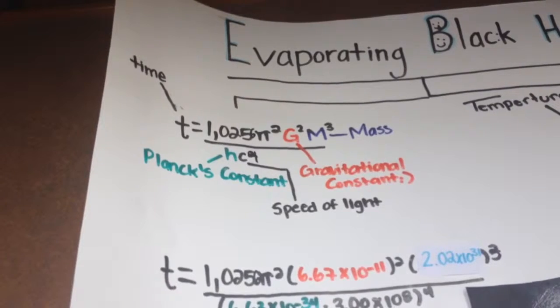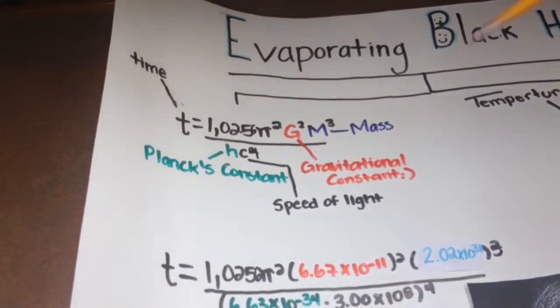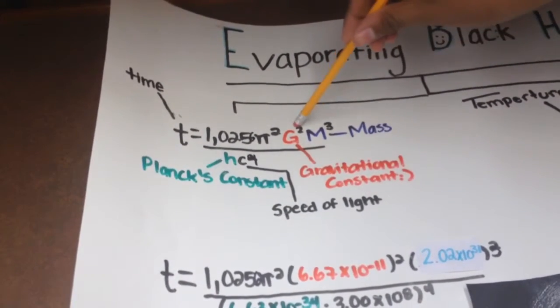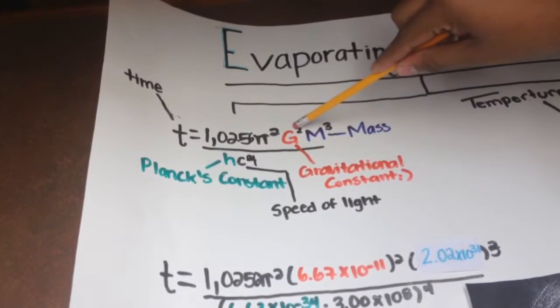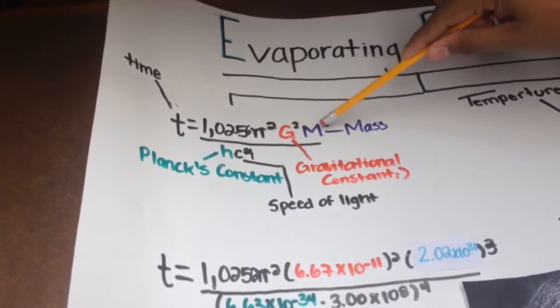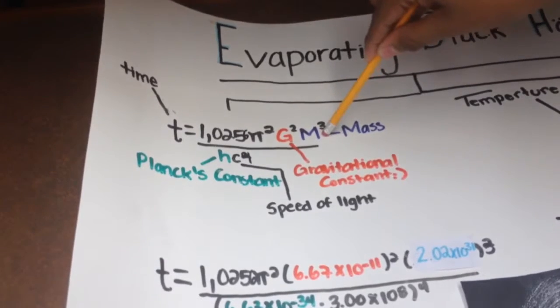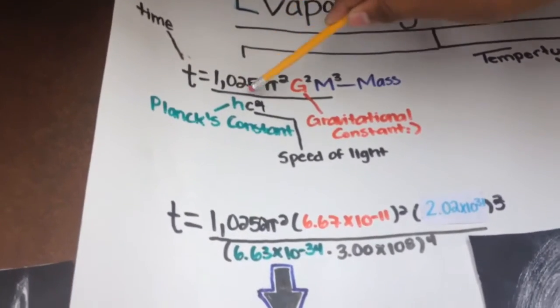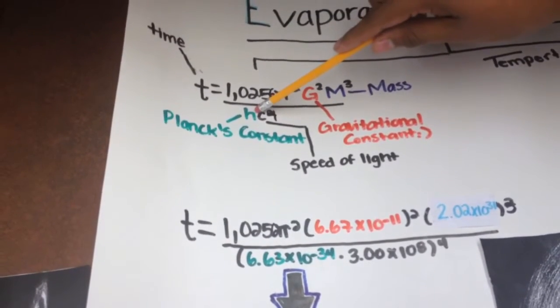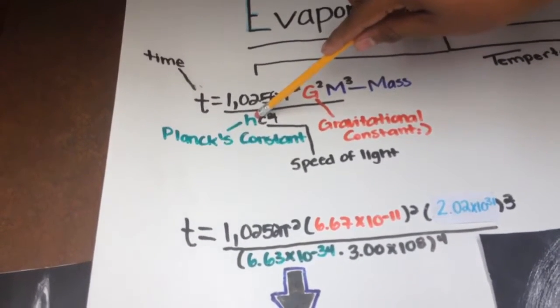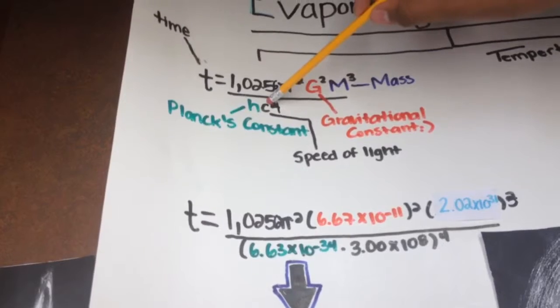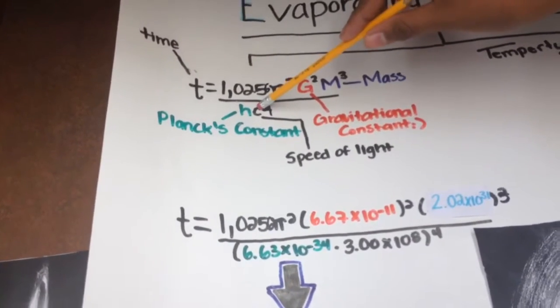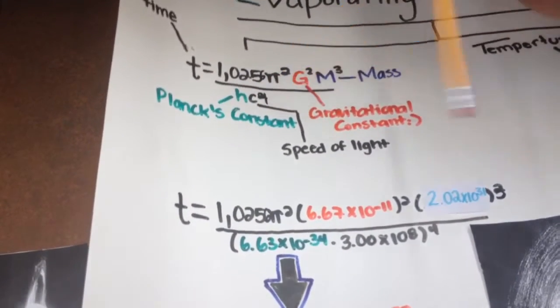divided by h c to the fourth, where G equals the gravitational constant, which equals 6.67 times 10 to the negative 11th. M is the mass, which equals 2.02 times 10 to the 31st. H is Planck's constant, which equals 6.63 times 10 to the negative 34th. And c is the speed of light, which equals 3.00 times 10 to the 8th.